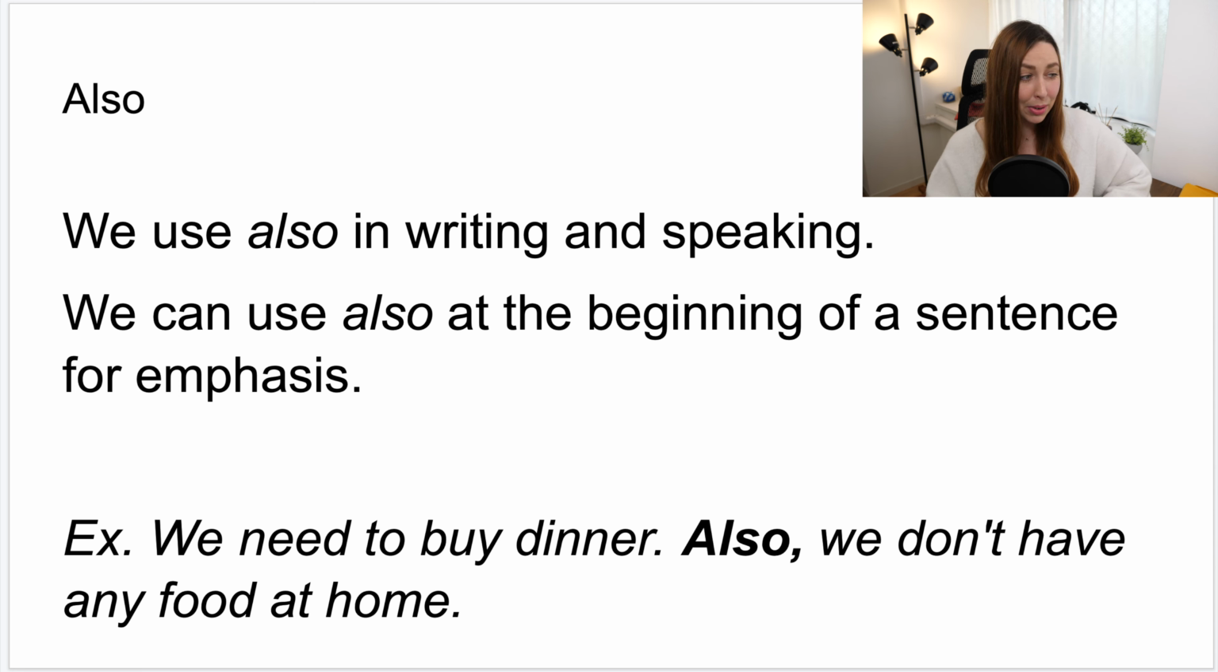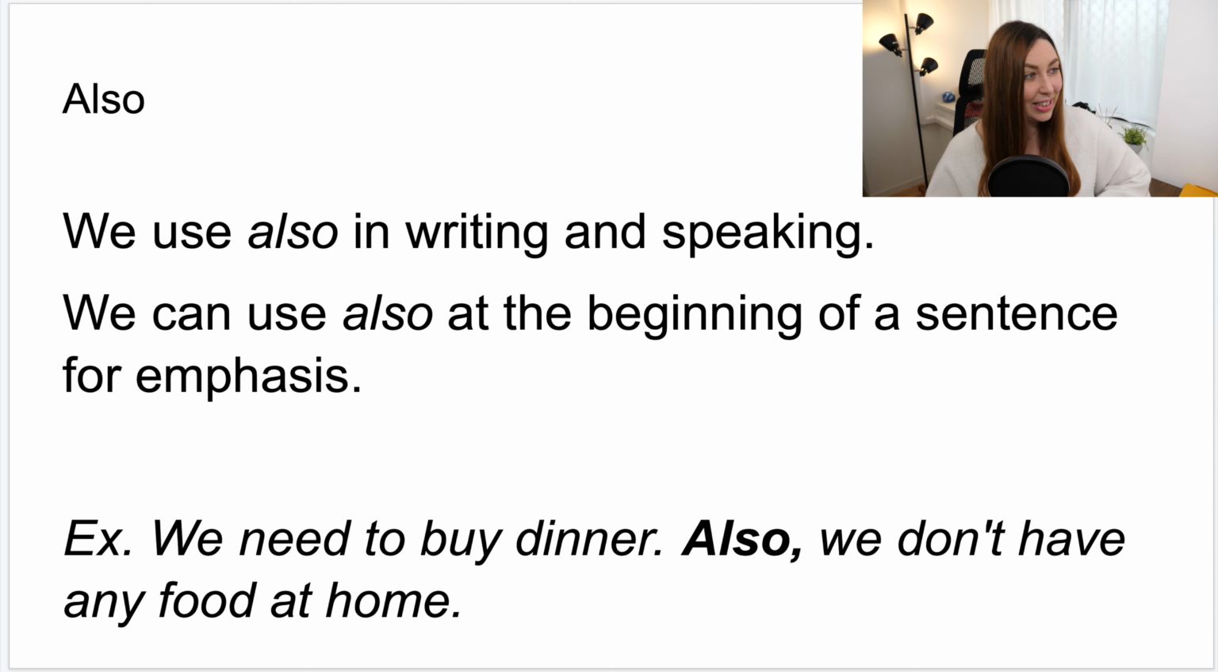So here's an example. We need to buy dinner. Also, we don't have any food at home. So if you're talking with maybe a family member or your friend, oh, we need to buy dinner. We don't have anything to eat today. Also, we don't have any food at home. We have nothing left at home. So we definitely need to go shopping, not just for dinner, but maybe for the week.